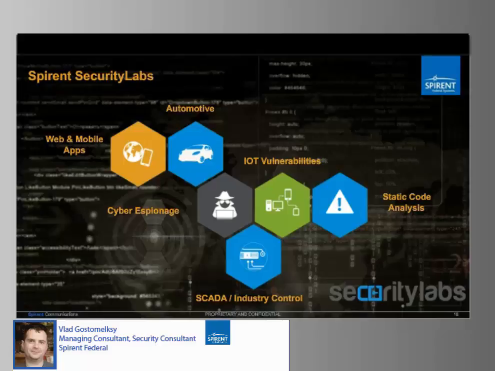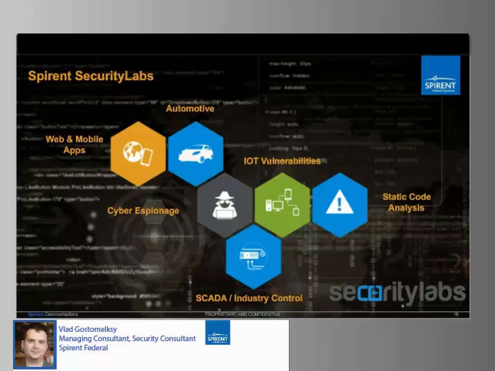IoT vulnerabilities: we work with the Internet of Things, connected homes, home and building automation systems to make sure the devices that people put into their homes are secure and that the rightful owners are the only ones able to control them. Static code analysis means we go through the source code to make sure it doesn't have any vulnerabilities before the code is actually put on the device or put into production.